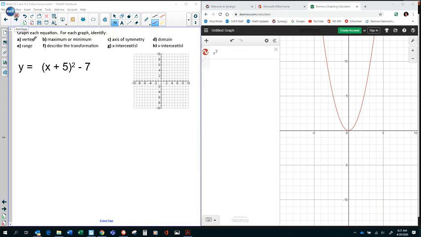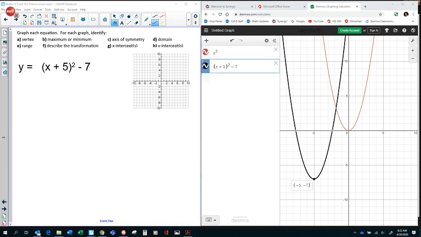Okay, in this example, we don't have an a value over here. It's actually 1, so it's going to be the same width and same direction as the parent graph. But see if you can identify the vertex first, then identify all of these up here. Go ahead and punch this into Desmos first to see if you got the vertex of negative 5, negative 7. And there you go, negative 5, negative 7.